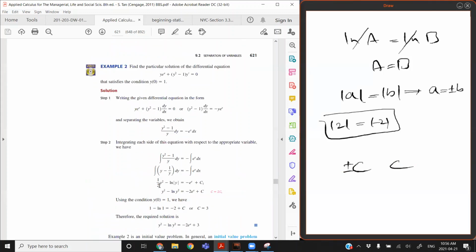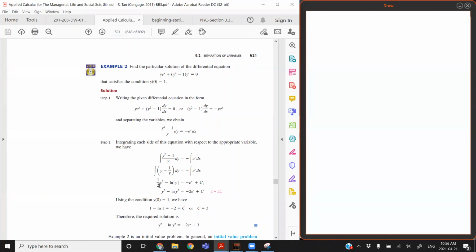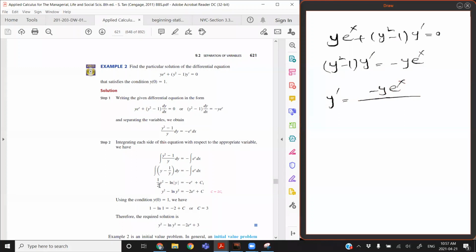Let's do another one. And hopefully by doing these examples, you'll get the hang of it. I have y e to the power of x plus y squared minus y times y prime is equal to 0. I'm going to first isolate my y prime. So if I isolate my y prime, I have y squared minus 1 times y prime is equal to minus y e to x. That means y prime is equal to minus y e to x over y squared minus 1.